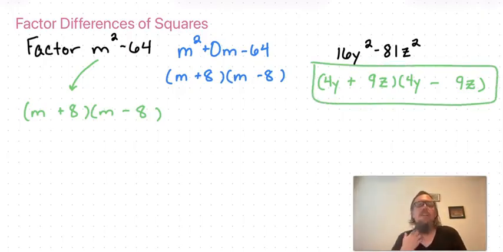So this is a really quick, fast way to get our two factors if we have a difference of perfect squares. We can go straight from the problem to the answer if we recognize that the first and last terms are perfect squares, meaning terms that we can take the square root of.